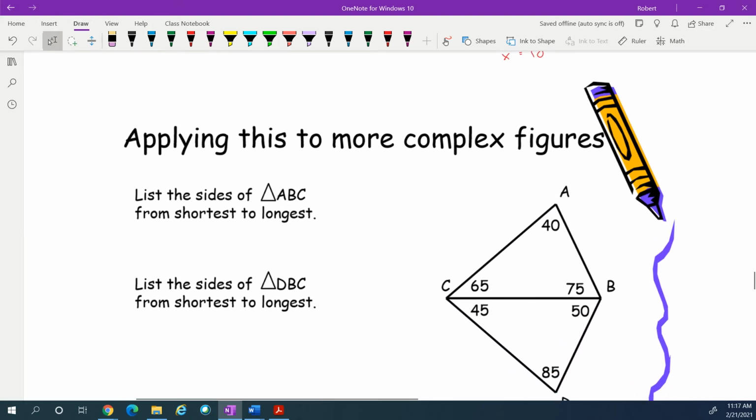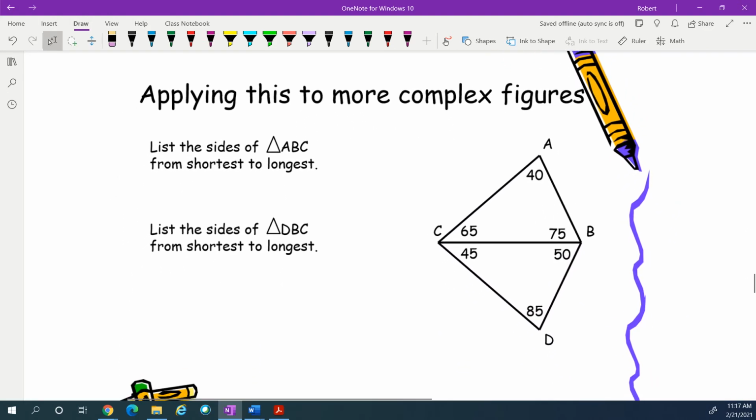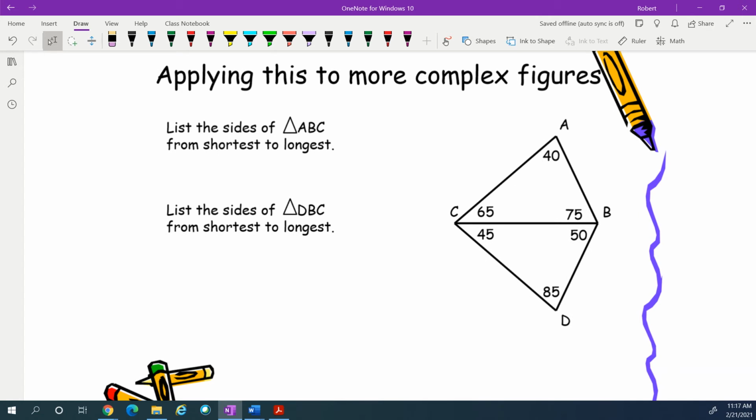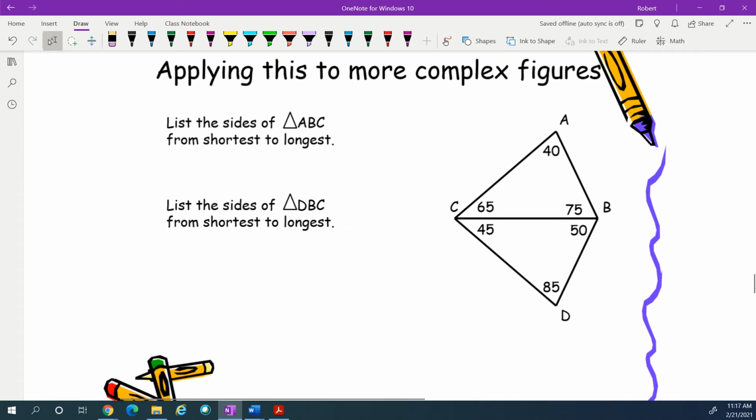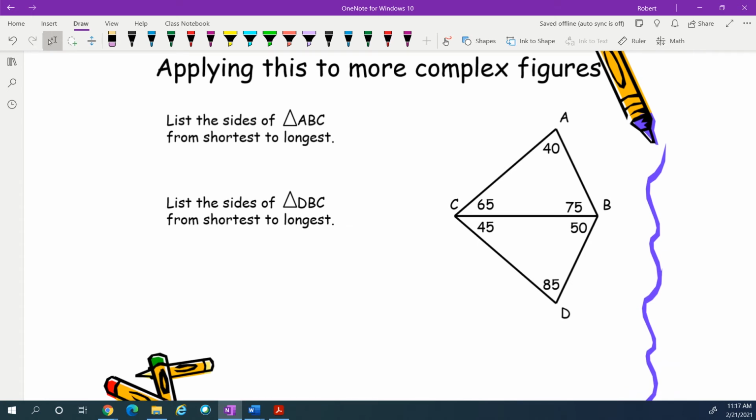Now, let's apply this to a little bit more complex picture. So here we have two triangles connected to each other. Well, we're still going to start out working on each triangle independently. So I'm going to label each triangle small, medium, and large. In fact, the first question says work on triangle ABC.